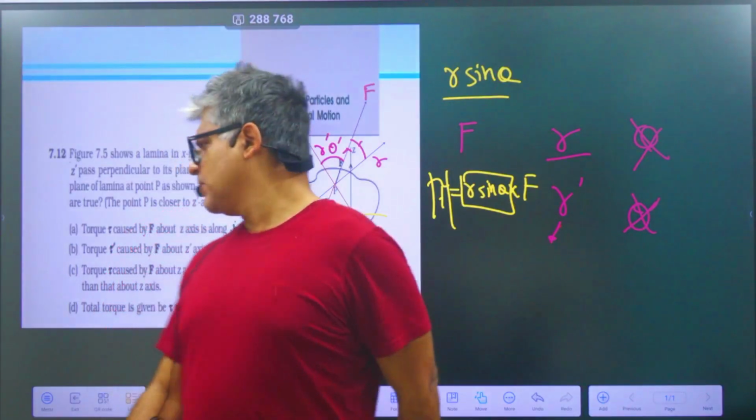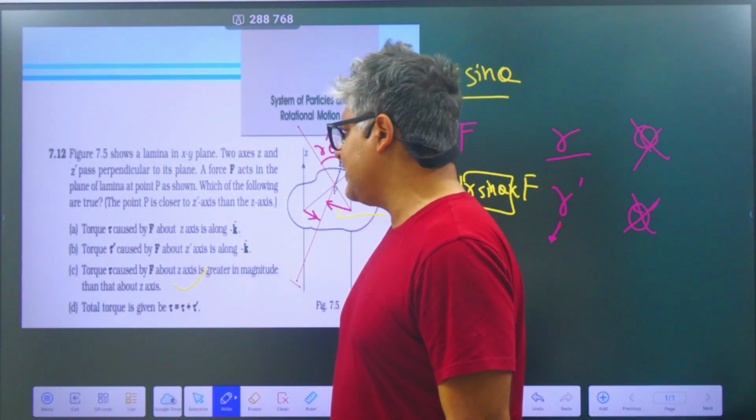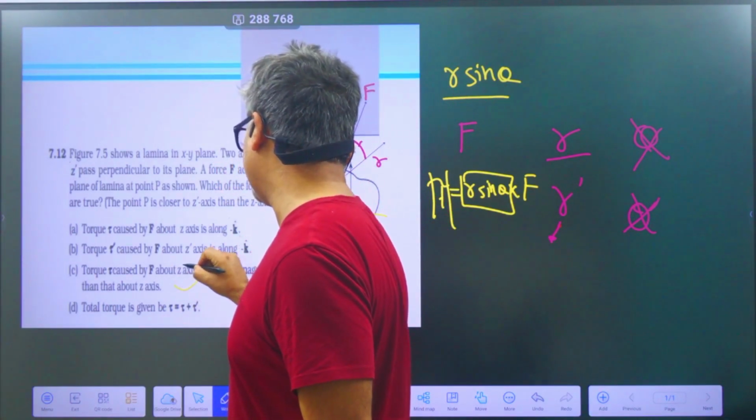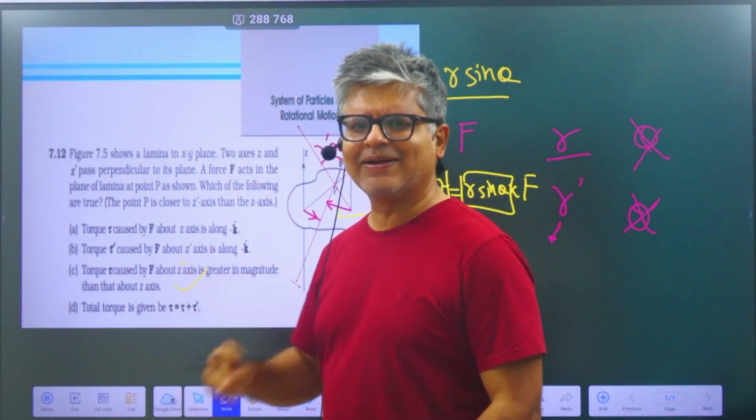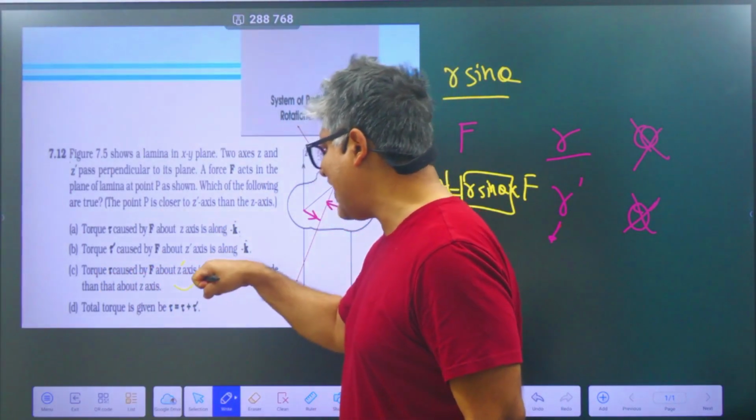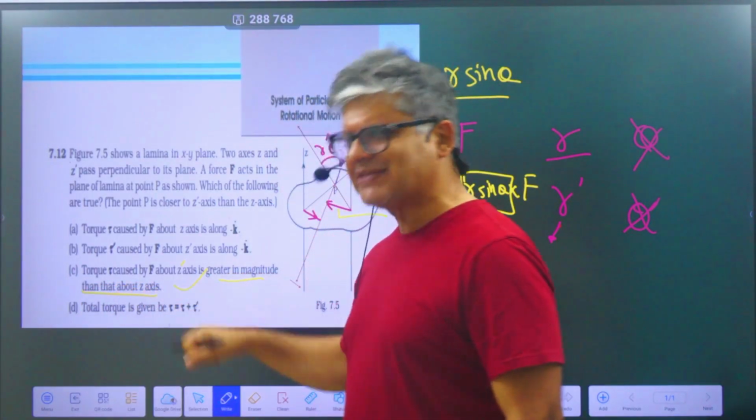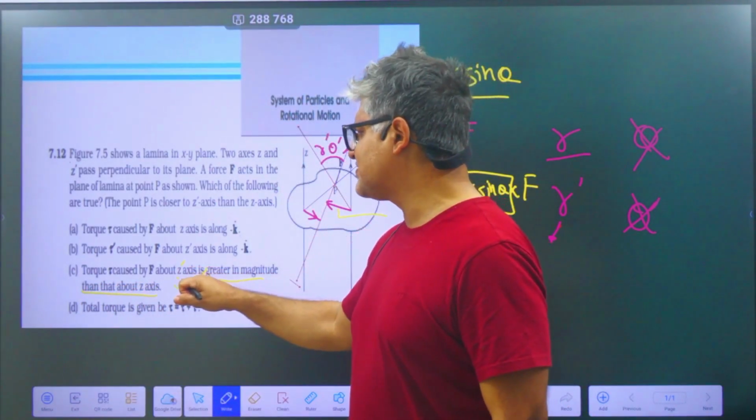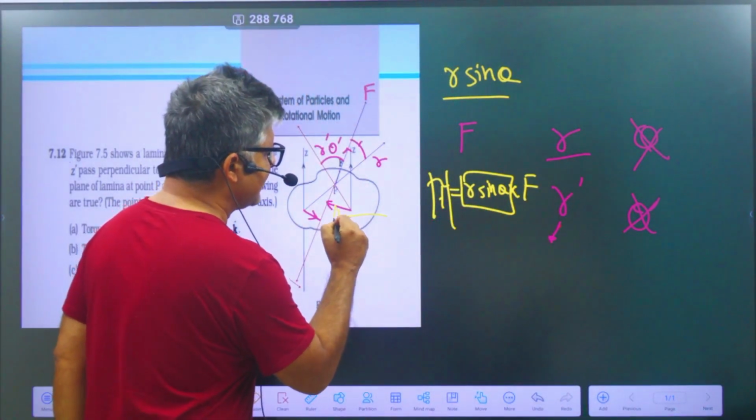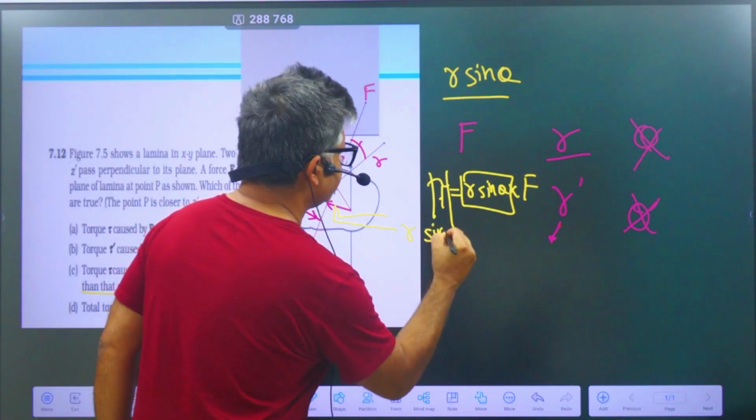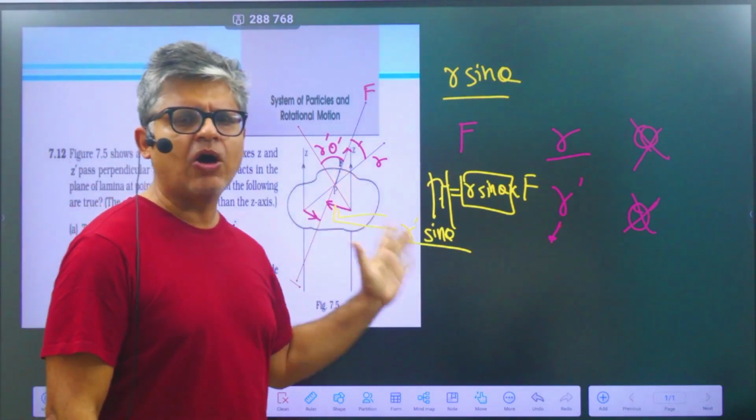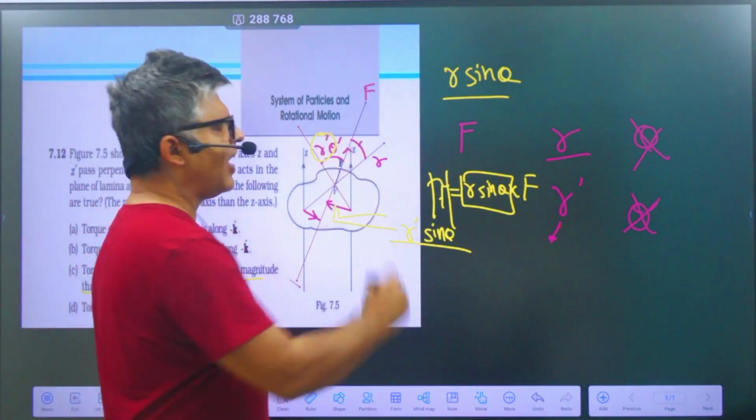And therefore, my answer to part C is definitely, if I treat this as z dash, the question has some error. It doesn't talk about z dash. I'm assuming it says torque caused by F about z dash axis is greater in magnitude. Yes, it is. If the question is about the z dash axis, the answer is yes. You can see for yourself the r sine theta, which is longer. It is r dash sine theta because we are now currently using the perpendicular component of r dash.